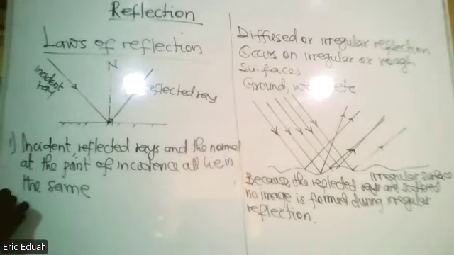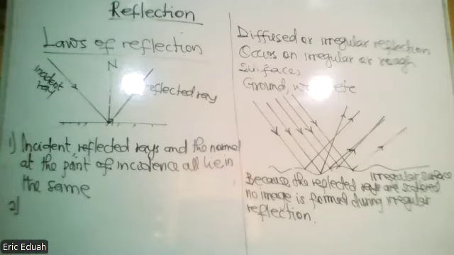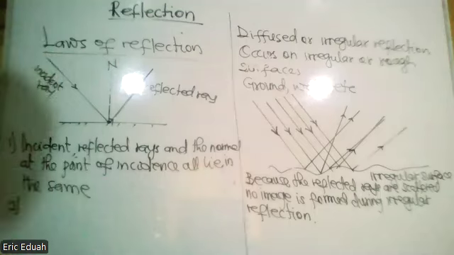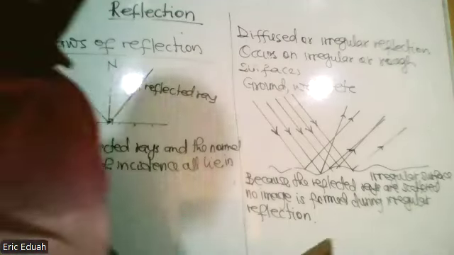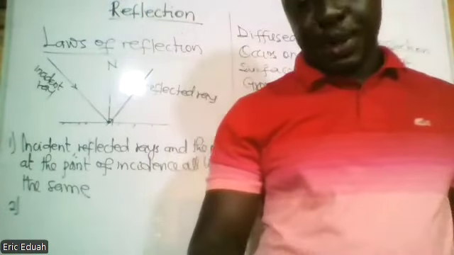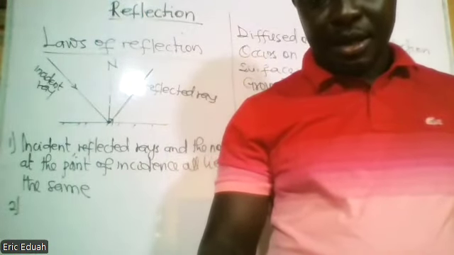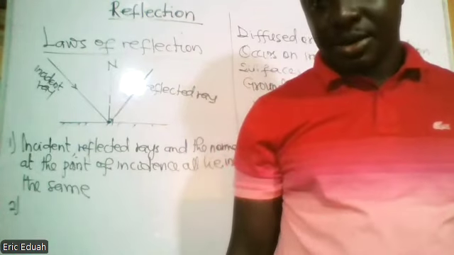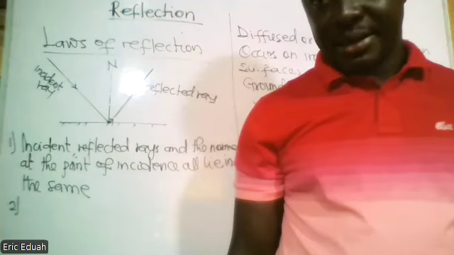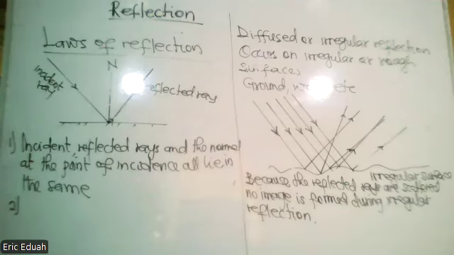Now the second law of reflection. What does the second law say? Who is sharing that with us? Go ahead. Sir, the angle of incidence is equal to the angle of reflection. Okay. So angle of incidence is always equal to the angle of reflection.